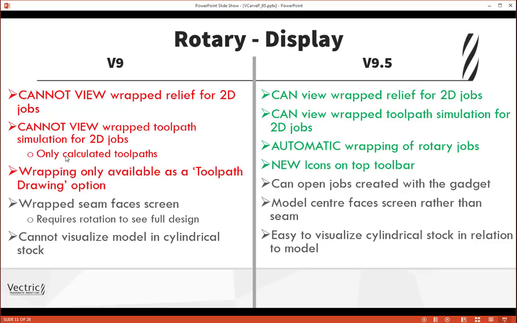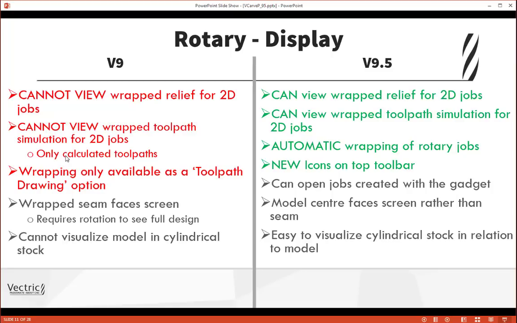In version 9.5, you can view the wrap relief for 2D jobs, and you can view the wrapped toolpath simulation. So you've got all three things there: the wrapped relief itself, the wrapped simulation, and the wrapped toolpath. And it will automatically wrap that relief for a rotary job. You've got new dedicated icons on the top toolbar to be able to switch wrapping on and off rather than accessing through the toolpath drawing option. You can, as stated, open jobs that have previously been created with gadgets in previous versions.